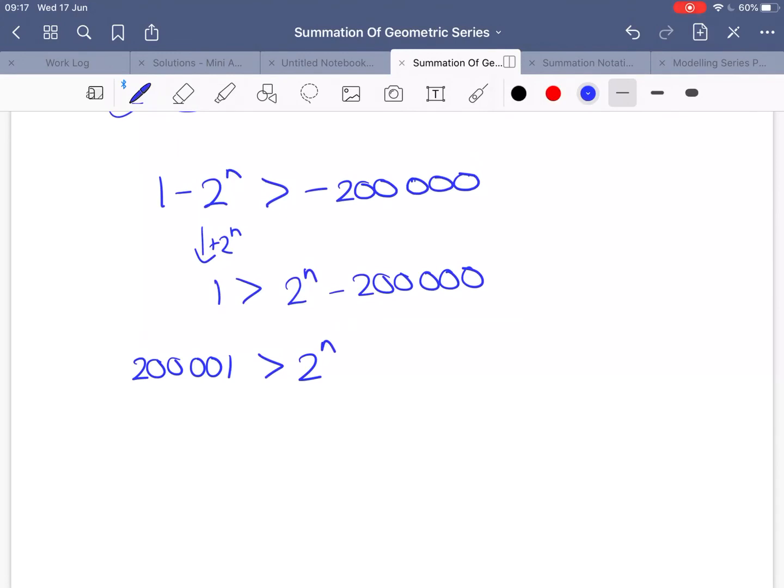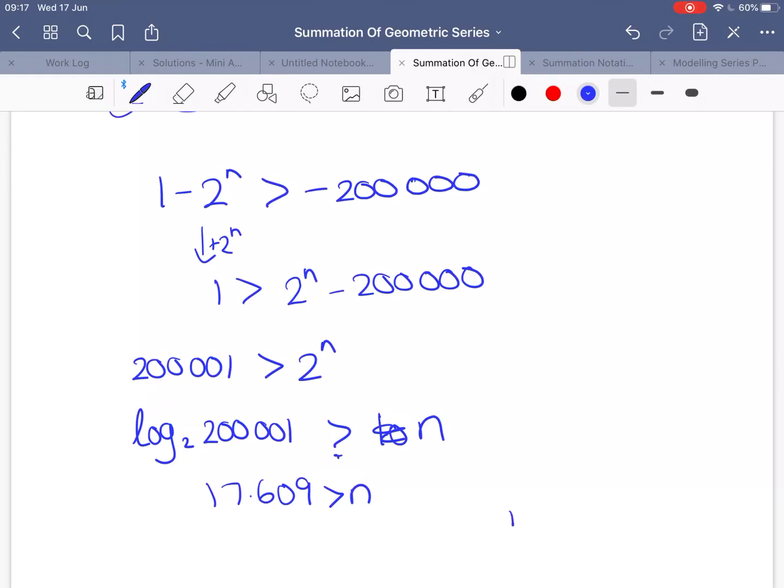And then I would take my logarithm to the base 2. So I'd say log to the base 2 of 200,001 is greater than n. And log to the base 2, 2 is greater than 1, so we know this is positive, so I don't have to worry about changing that inequality the other way around. If I put that in my calculator, log to the base 2 of 200,001, you would get 17.609, so n has to be less than 17.6, so n must be 17.